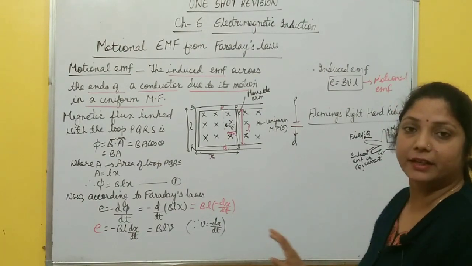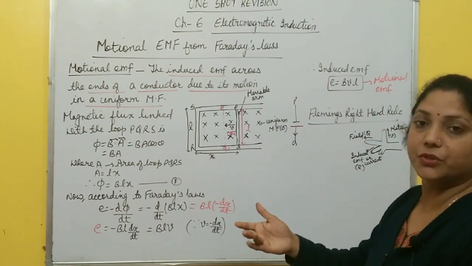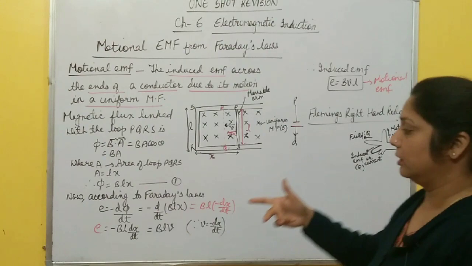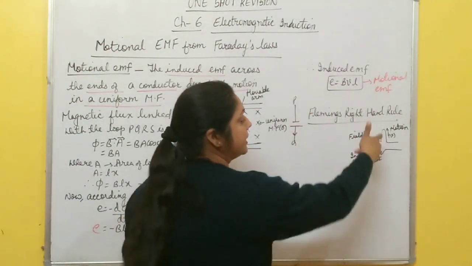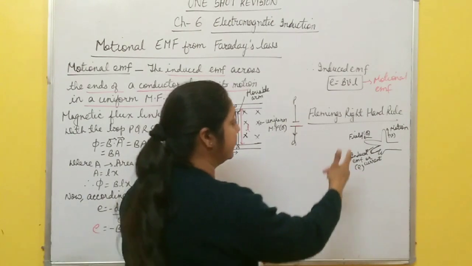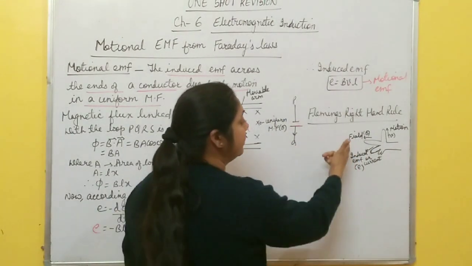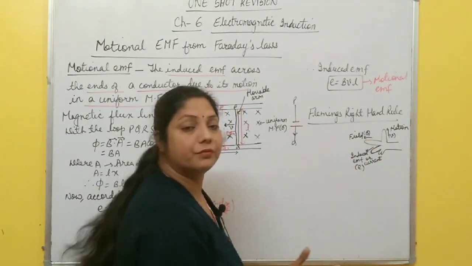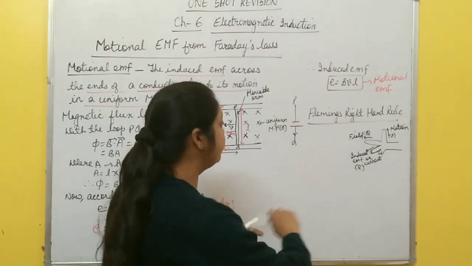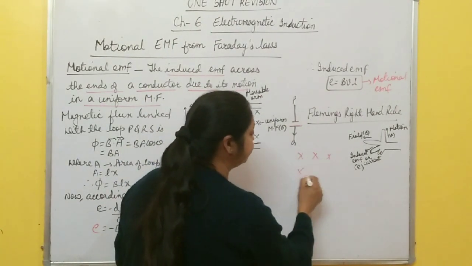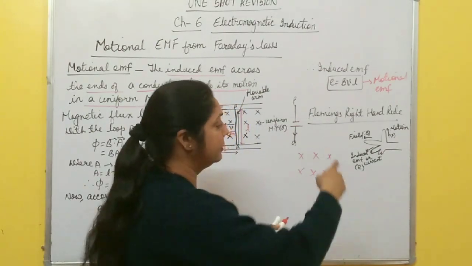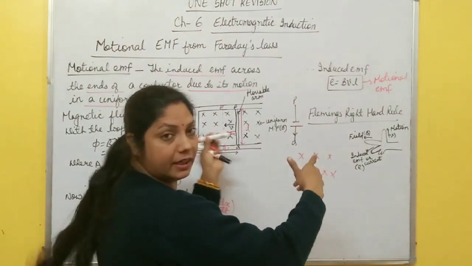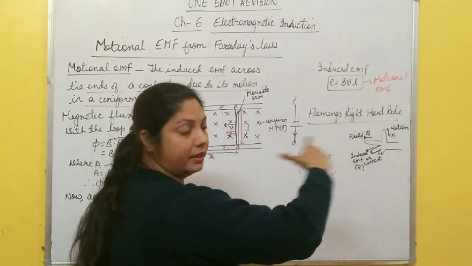According to Fleming's right hand rule, what happens? You stretch your forefinger, middle finger and thumb of the right hand. The thumb represents the direction of motion of the conductor. The forefinger represents the magnetic field direction, and the middle finger represents the direction of induced EMF or current. Here, the magnetic field is inward, so you put your forefinger inward. And the motion is towards the left side, so you put your thumb to the left.